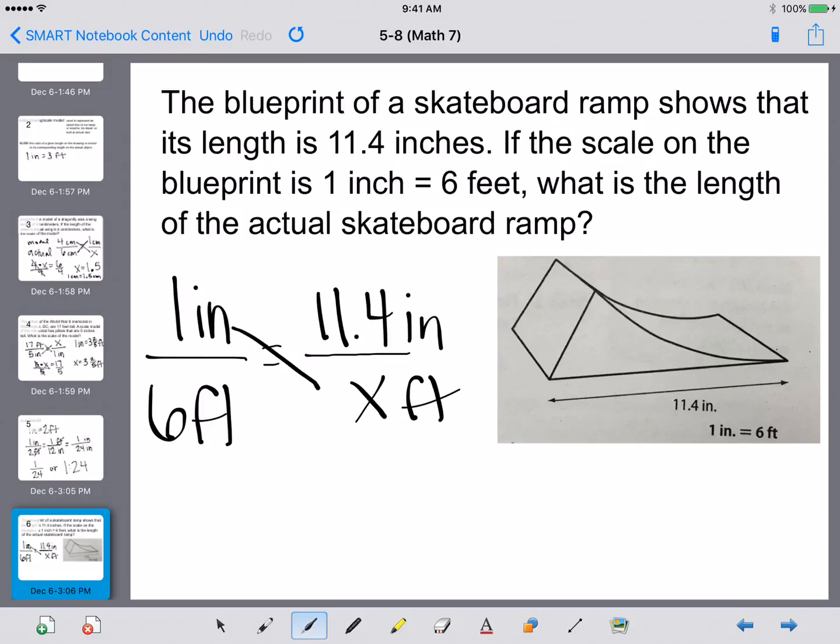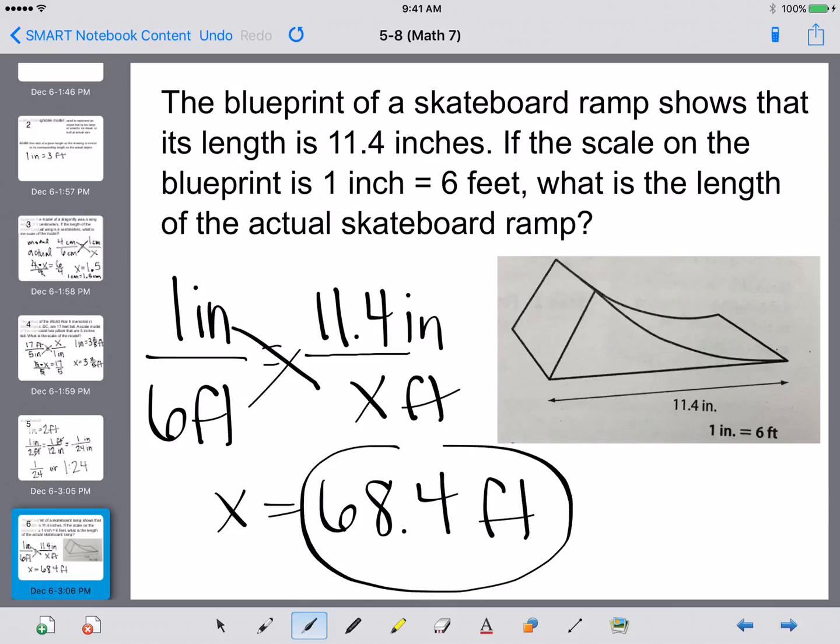1 times x is just x, and that equals 6 times 11.4, which is 68.4. And look at that. Our answer is x, so it's 68.4. Don't forget to add the label feet. And what that's telling us is that our actual skateboard ramp is 68.4 feet long.